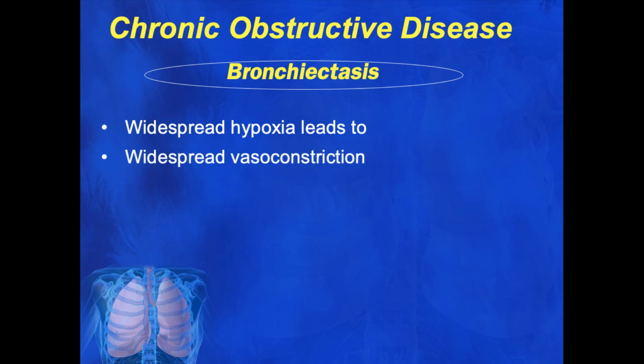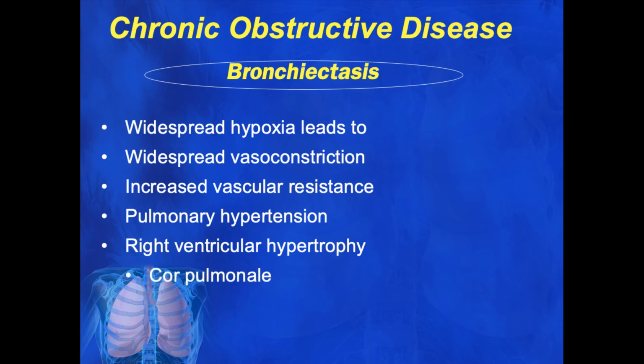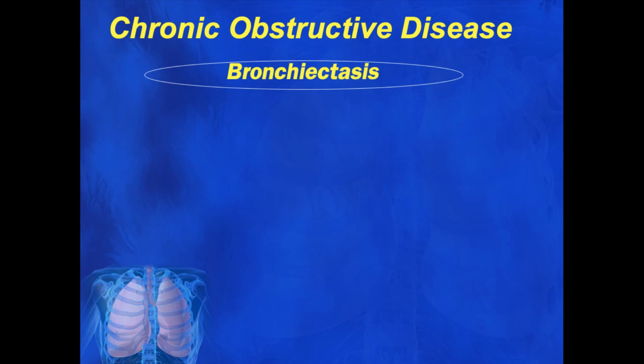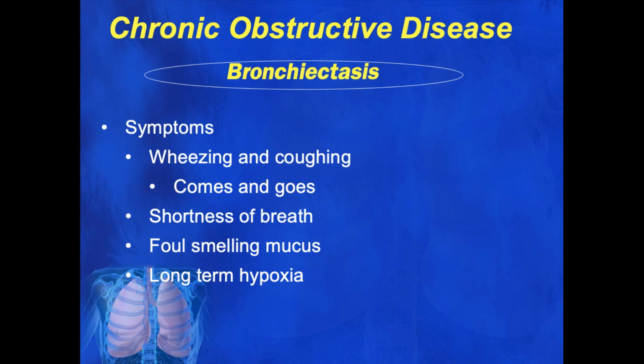So now you have widespread hypoxia, which leads to widespread vasoconstriction. That causes increased vascular resistance. And of course, anytime you have increased resistance, then pulmonary hypertension goes up. And you have right ventricular hypertrophy, which leads to cor pulmonale. Symptoms are wheezing and coughing that comes and goes, shortness of breath, foul-smelling mucus, and long-term hypoxia, which also leads to digital clubbing.